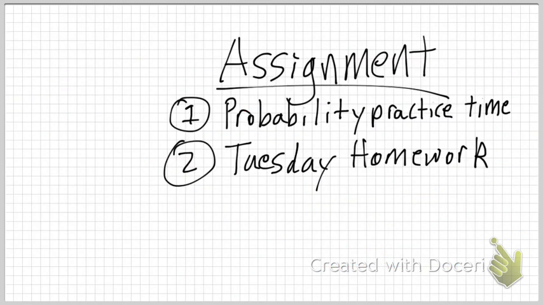So our assignment for today is that you need to pick up the geometric probability practice time, and then we also need to work on our Tuesday homework. And what I want to leave you with is think about the advantages and disadvantages of working with an area. What situations might call for geometric probability? Why do we need to use it?